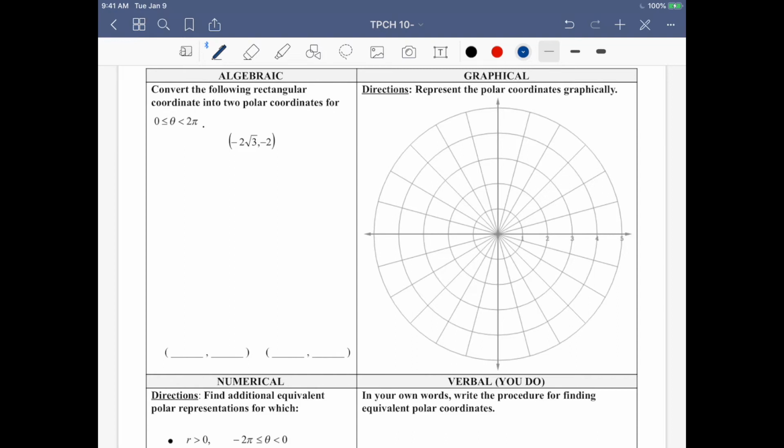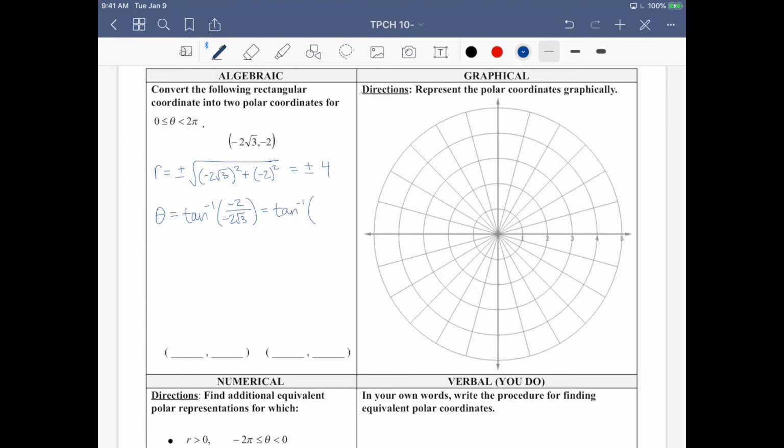So the first thing I'm going to do is find r, which is equal to plus or minus the square root of x squared plus y squared. When I simplify that, I get plus or minus 4. All right, next I'm going to find theta, which I'm going to use inverse tangent of y over x. I see that I can simplify this fraction, so I'm going to go ahead and do that.